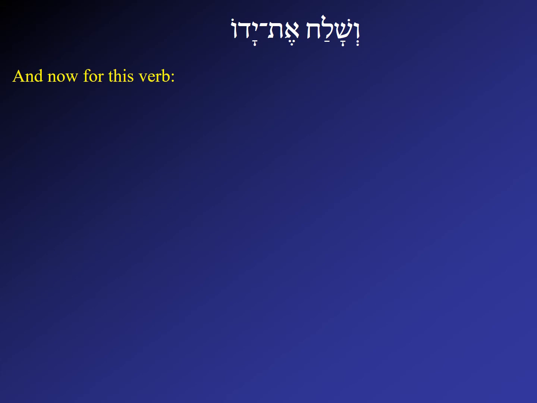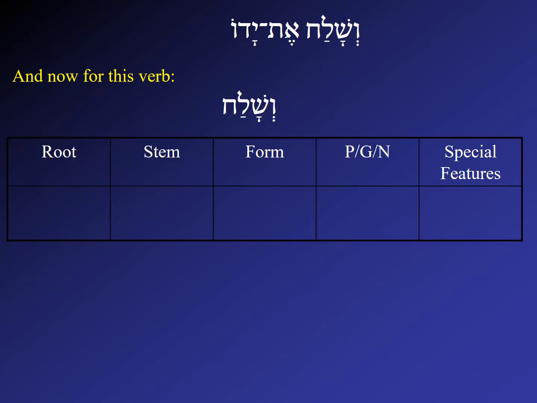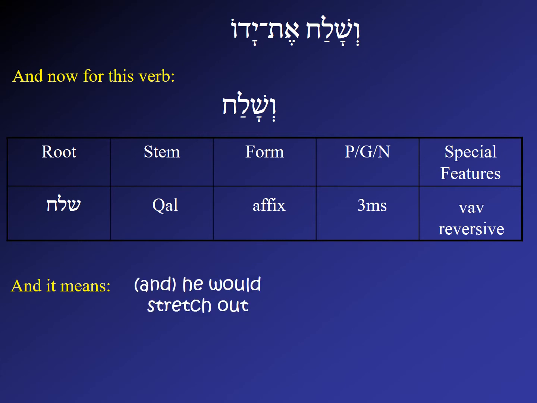Alright, now let's look at this next phrase, veshalach et yado. Here's our verb veshalach. This is straightforward. The root is shalach, kal, affix, third masculine singular, vav reversive, and it means, and he would stretch out. Here we're translating in the frequentative past because our governing sentence, vehaya, was in the frequentative past. So veshalach et yado, and he would stretch out his hand.